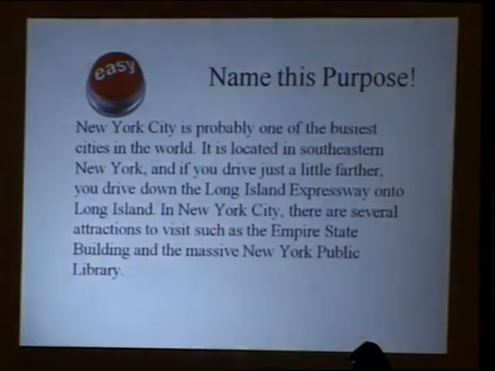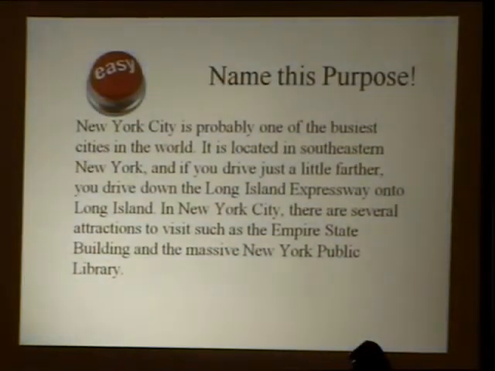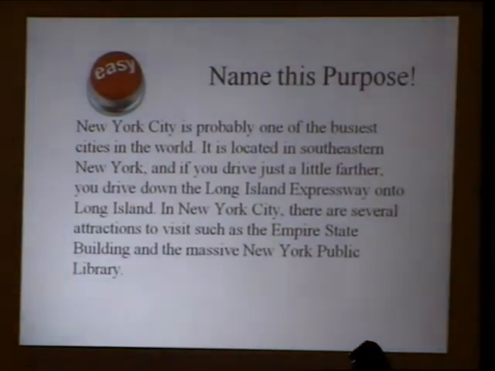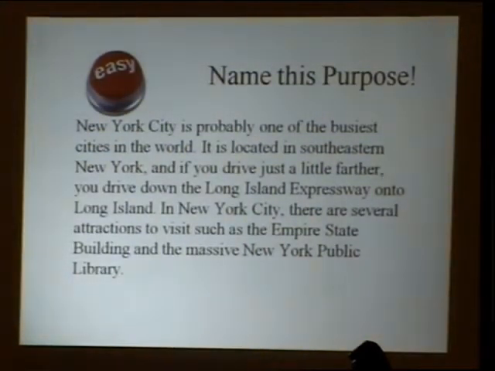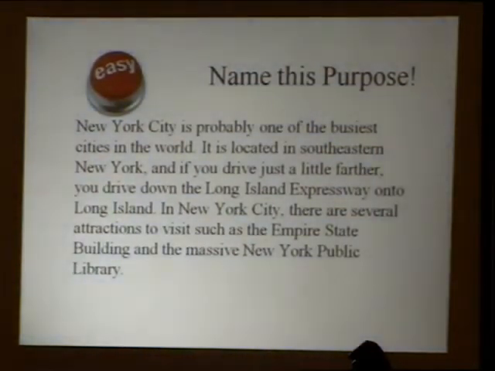New York City is probably one of the busiest cities in the world. It is located in southeastern New York, and if you drive just a little farther, you drive along the Long Island Expressway onto Long Island. In New York City, there are several attractions to visit, such as the Empire State Building and the massive New York Library.